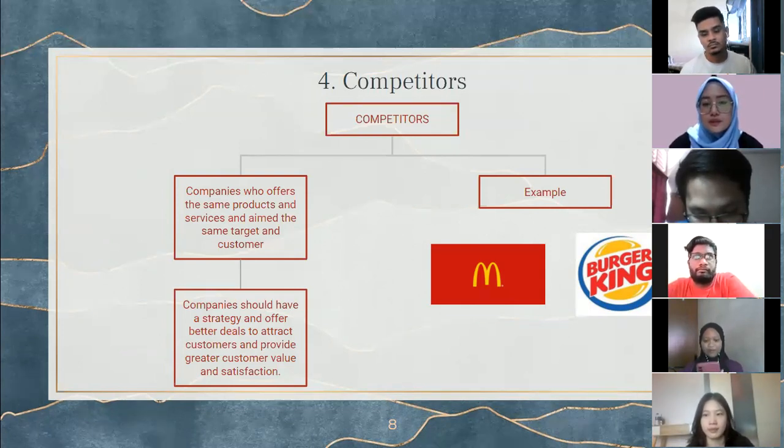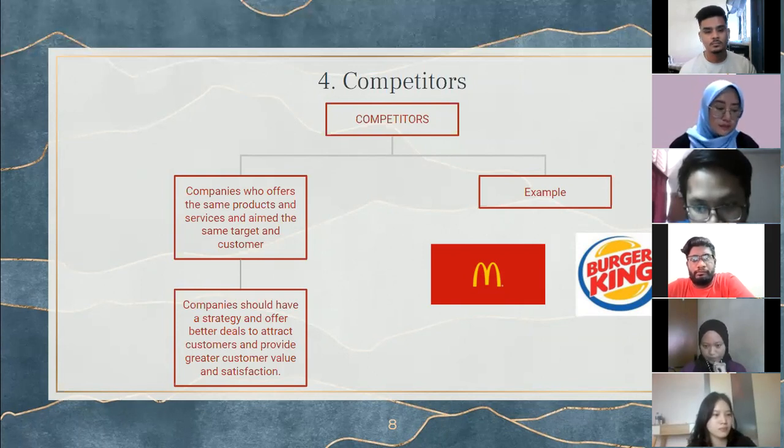For example, we can see McDonald's and Burger King. McDonald's and Burger King offer the same main course, which is hamburger. Therefore, because they share the same product, these two companies compete to get the attention of customers and provide greater customer value and satisfaction. Next.